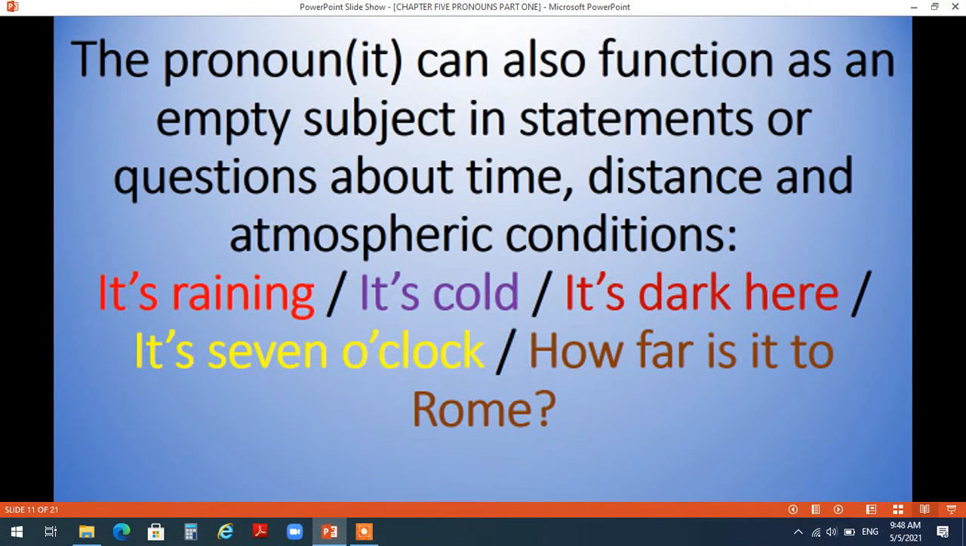أو حين يكون هنالك سؤال مثلا عن المسافة. How far is it to Rome? Here it also is called an empty it subject. It is referring to distance or asking about distance. So these are the cases in which the pronoun it is functioning as an empty it subject.